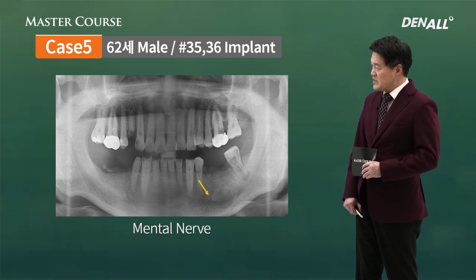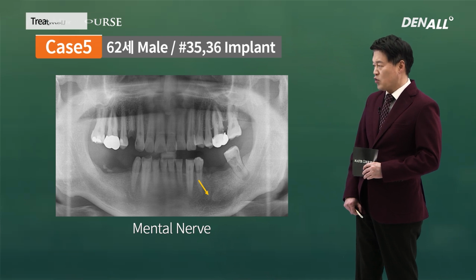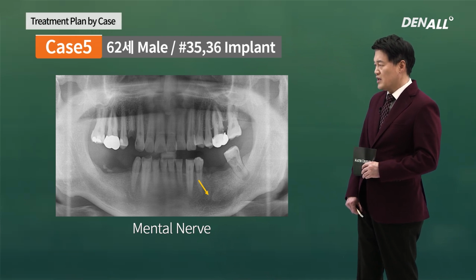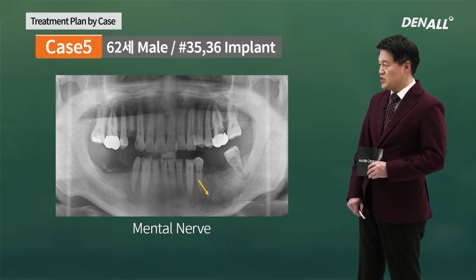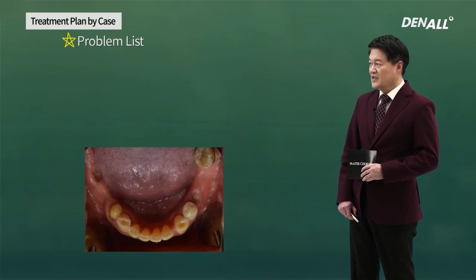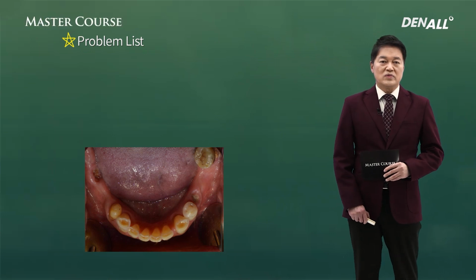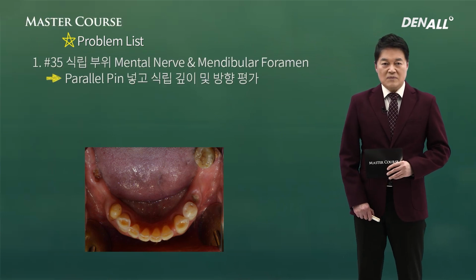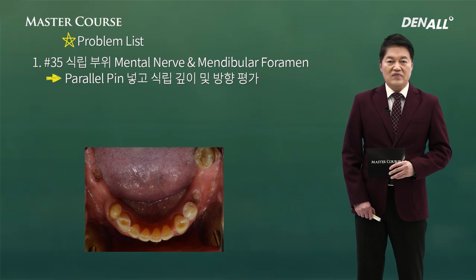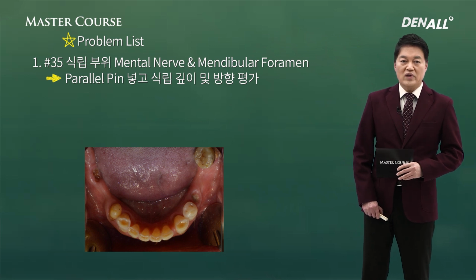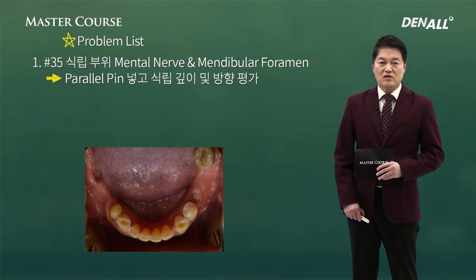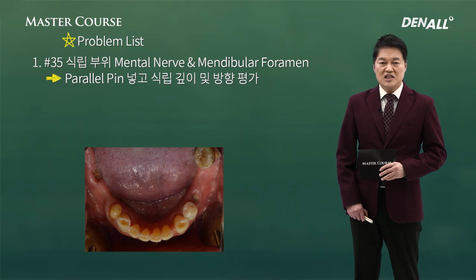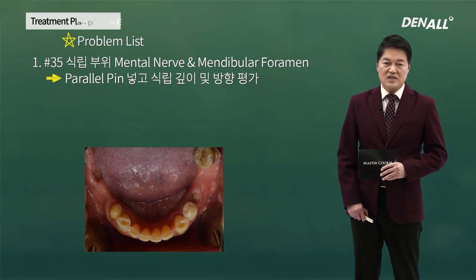From number 35, the mental nerve can be observed where the implant is going to be placed, so you need to avoid it and choose the right direction. Problem list. In number 35, the mental nerve and mandibular foramen needs to be avoided, and the implant needs to be placed, as well as the depths and the direction.